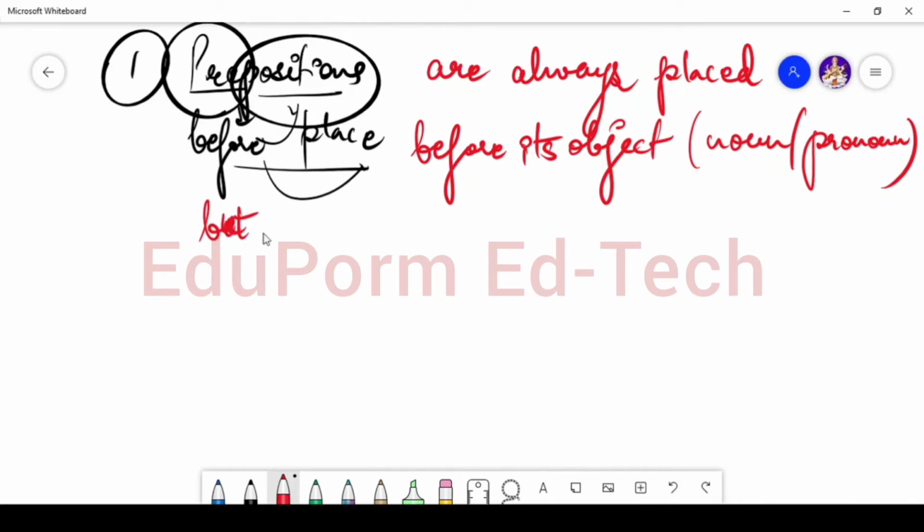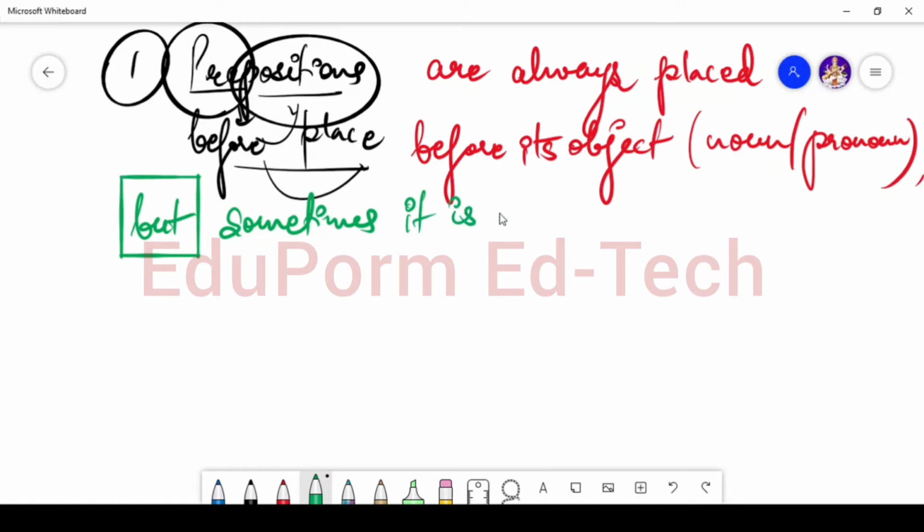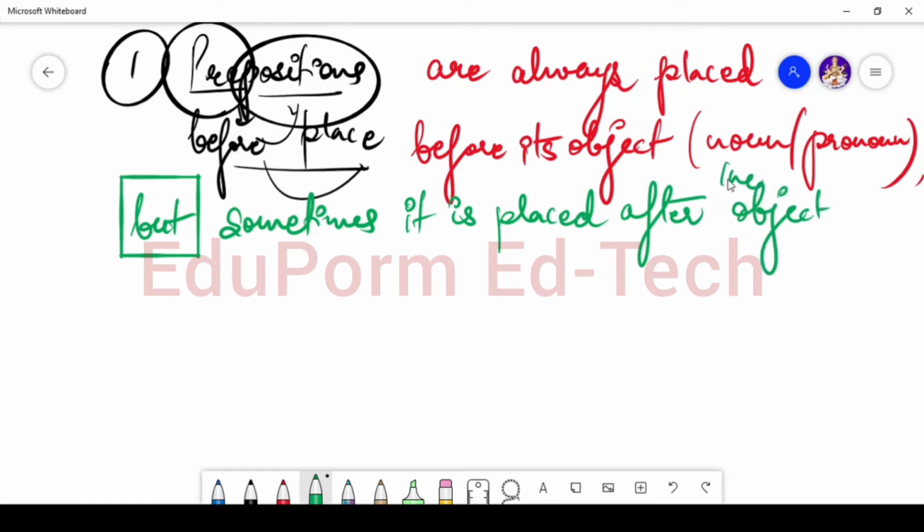But although this is the rule, again you know that we always have to come through some exceptional cases. Okay, so prepositions have to be placed before their object, noun or pronoun, but sometimes it is placed after the object. Okay, after the object. Now let's see some examples.